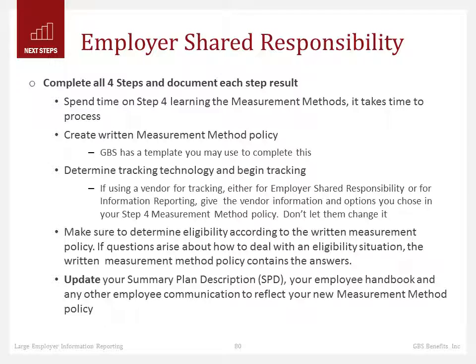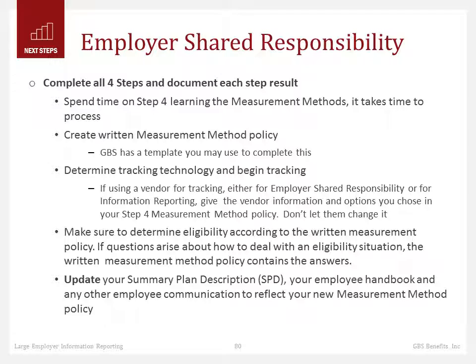So then you want to create your written measurement method policy. We have a template for this, which is part of your step 4 process. And it kind of helps you walk through it. You're going to need to make some decisions, but we give you some foundation and some background, and some suggestions, to hopefully make it a little bit easier for you.